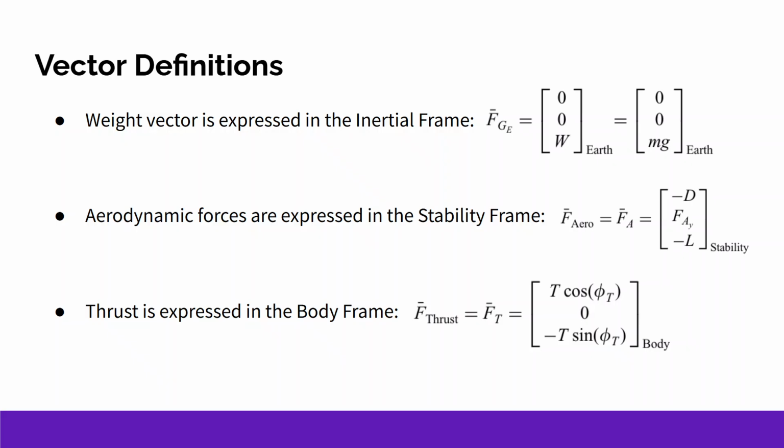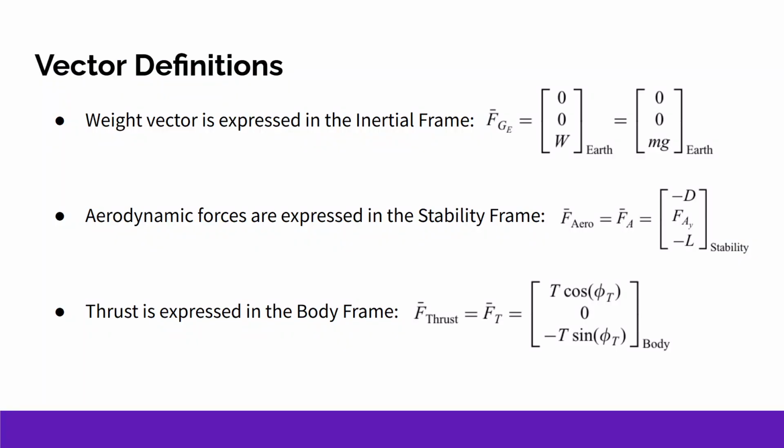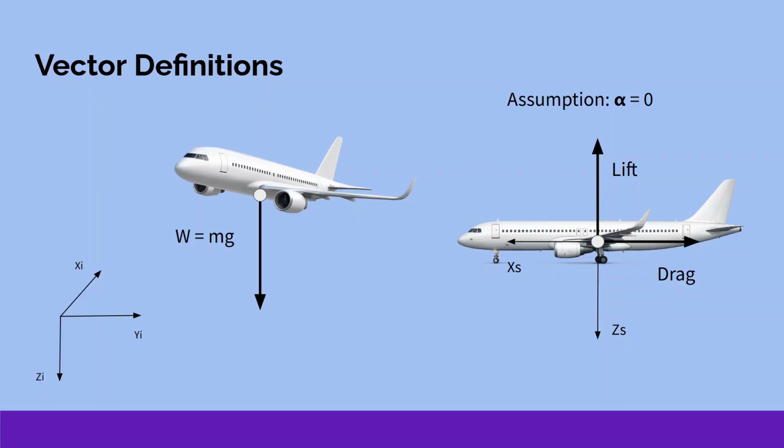You see that the lift is negative because the positive z-axis points down, and I've actually taken the liberty of assuming that alpha is equal to 0 to idealize the situation and make it more obvious, and you can see that the lift points in the opposite direction of the positive z-axis and is therefore negative. For drag, it is also negative because it points in the opposite direction as the positive x-axis.